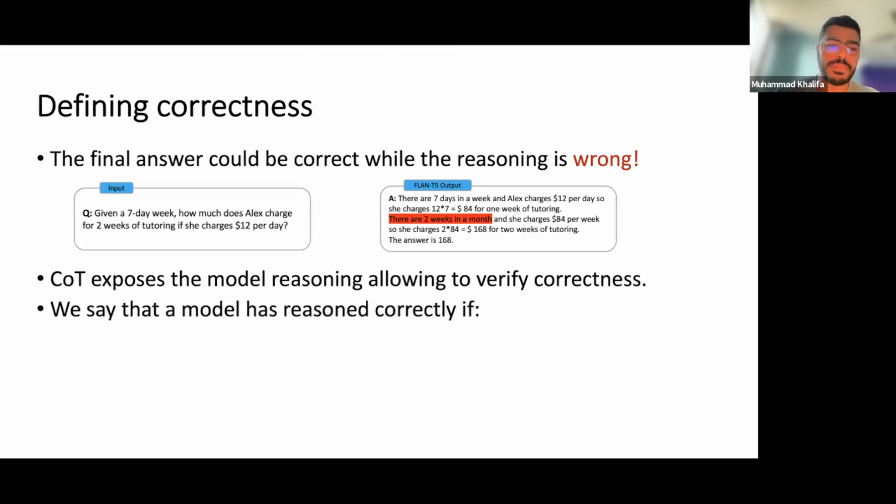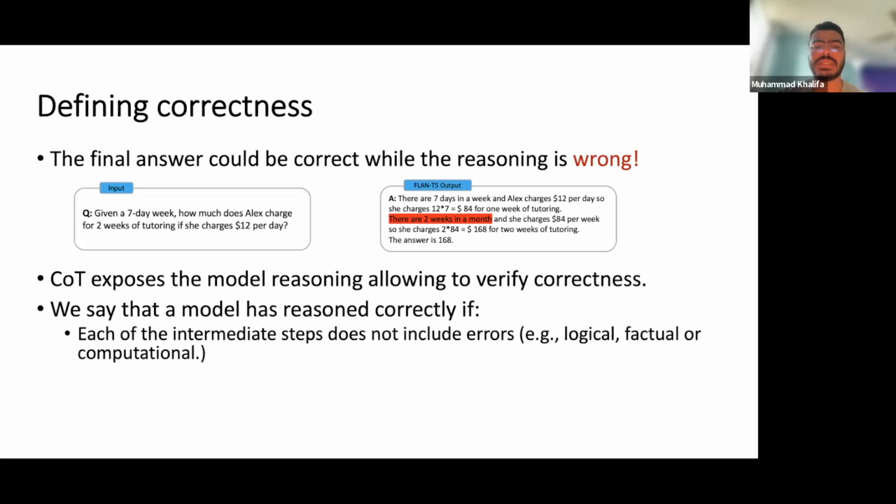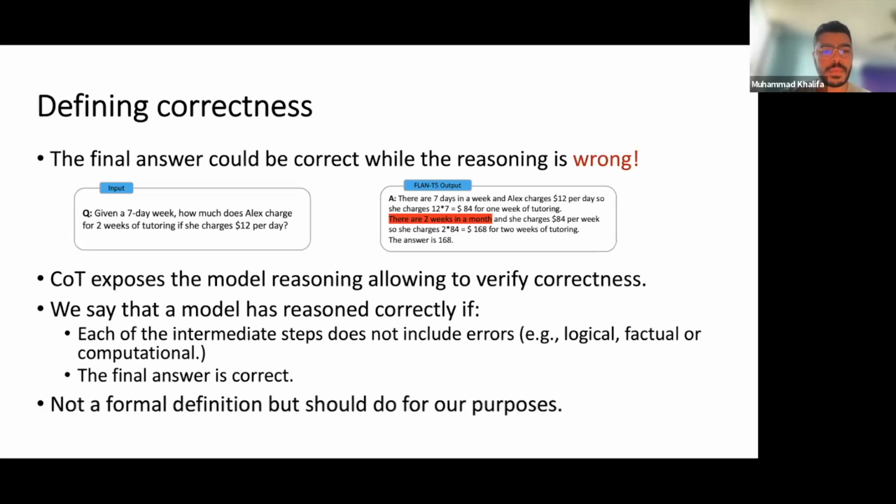For the purpose of this talk and this work, we're going to say that a model has reasoned correctly, or that a solution is correct, if, first of all, each of the intermediate steps does not include errors like logical, factual, or computational errors, and the final answer is correct. So we're not just looking at the final answer, we're also going to look into the intermediate steps themselves. This is not a formal definition, but should do for our purposes here.